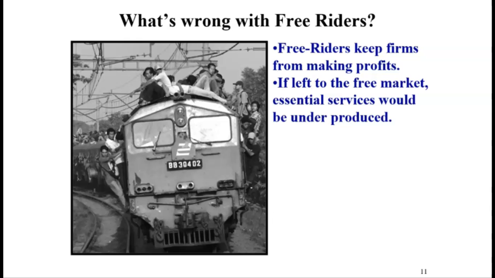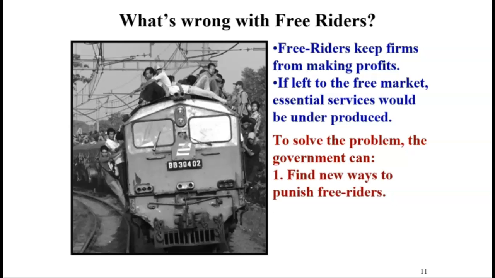Now, there are two ways you can solve the free rider problem. The first way is by creating laws that punish free riders in some way. And we see our government doing that to an extent. For instance, there are laws against piracy, downloading books, movies, video games, TV shows, things like that online without permission.